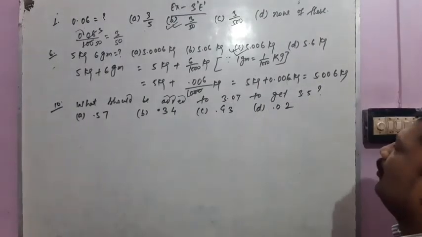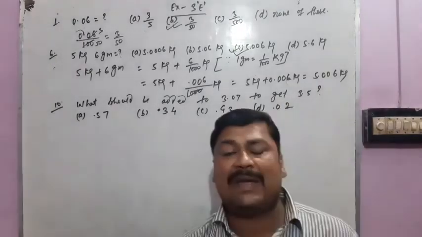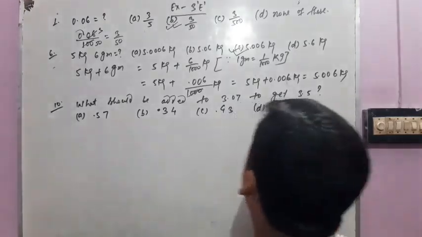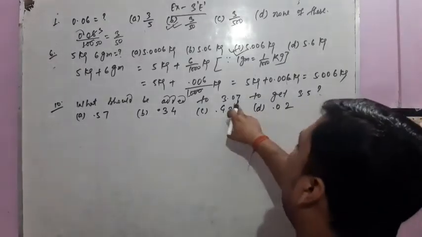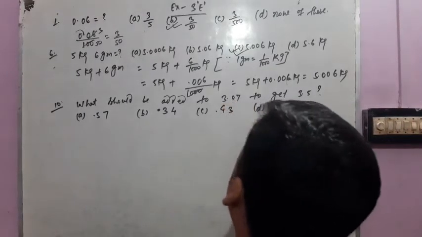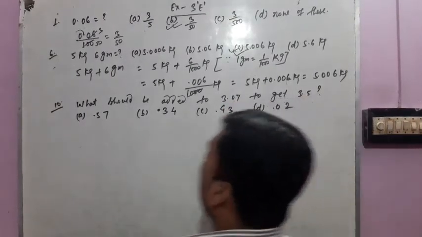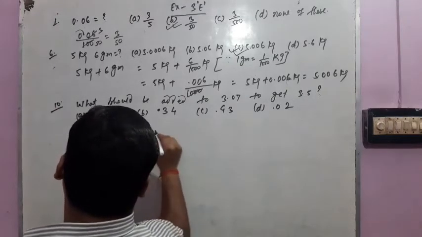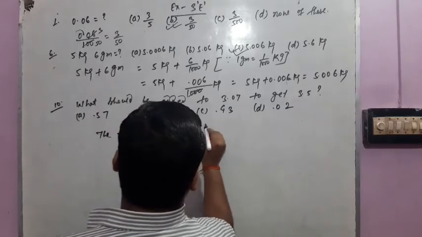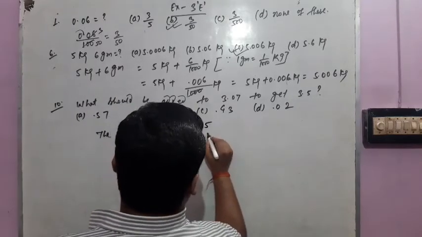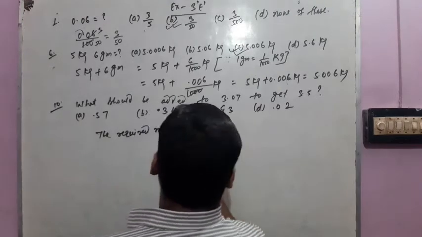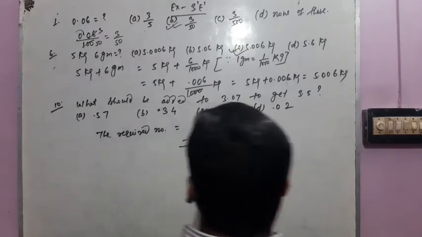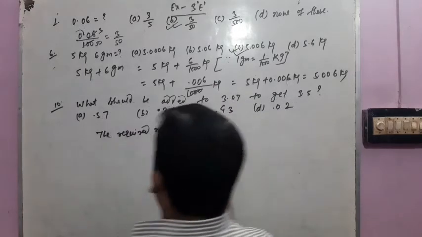Now suppose this is not a decimal number: what should we add to 3 to make it 5? Of course we have to subtract 3 from 5. Similarly, we have to subtract this value from that value. The required number equals 3.5 minus 3.07. Now we also have to make it like a decimal. 10 minus 7 is 3, and here 4. So the answer is 0.43, and the correct option is C here.